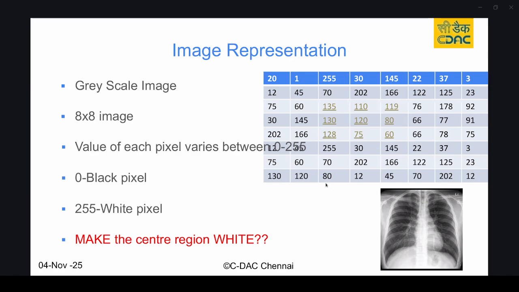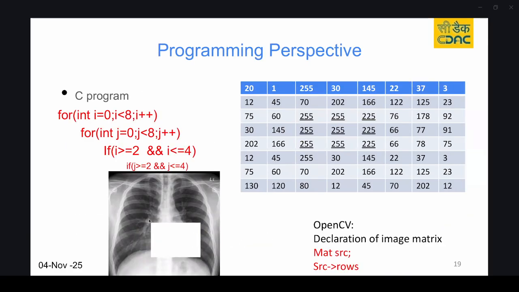Each element in the matrix, if it is a grayscale image or black and white image, in layman's words, will have a value between 0 and 255. Each pixel in this 8 cross 8 matrix will have a value between 0 and 255. 0 means it is a completely black pixel region, and 255 means it is a completely white pixel region in the image. To make it more clear, if you want to make the center region of this image white, then I have to make these pixels 255.